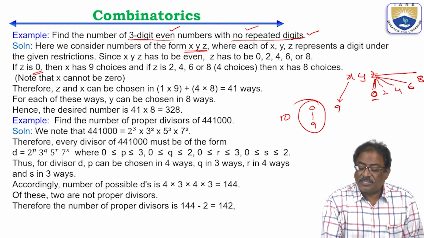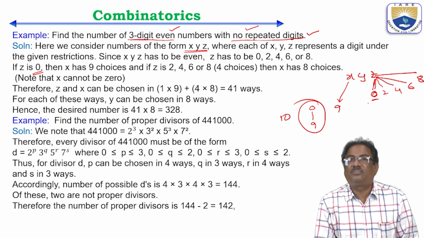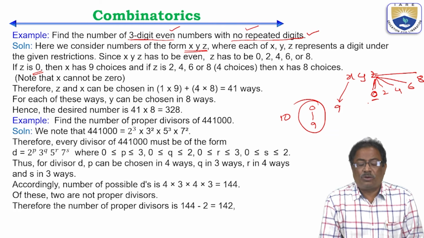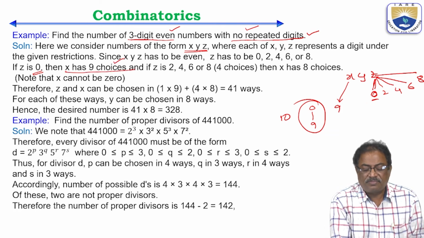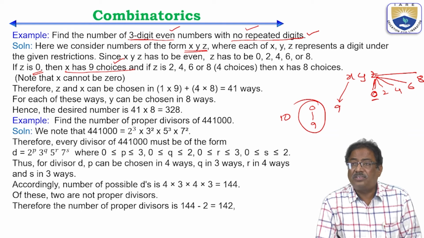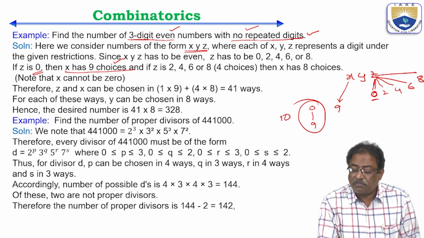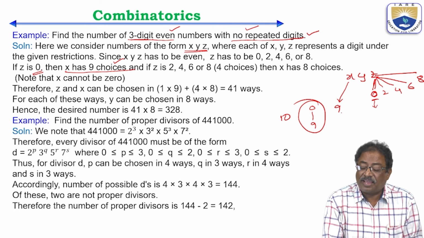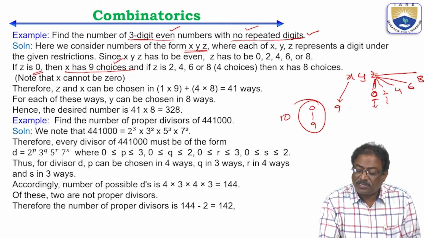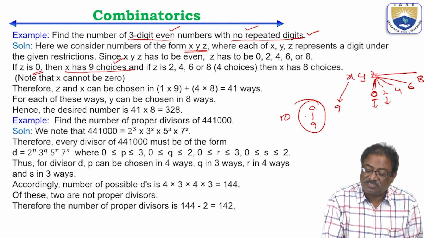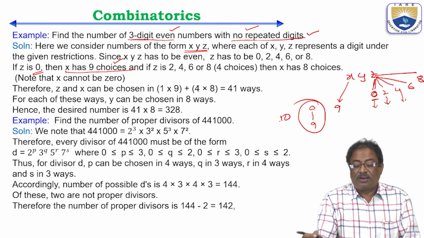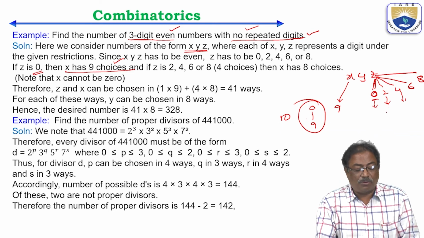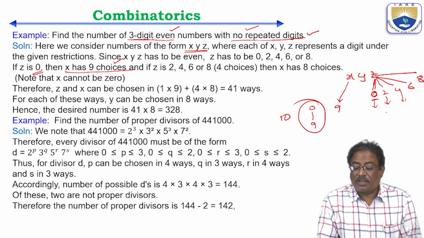So if I am selecting z is equal to 0, then x will have 9 choices. If I am selecting z is equal to 2, x has 9 choices. If I am selecting 4, x will have 9 choices. Like that it will continue.